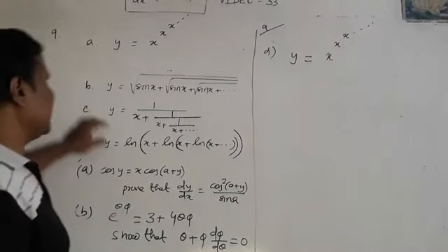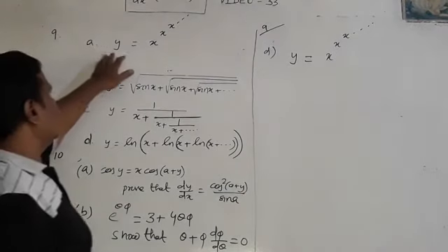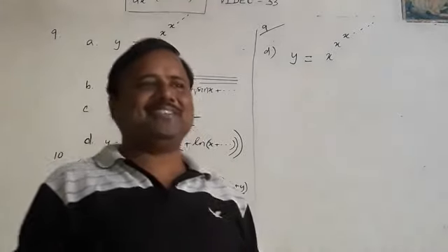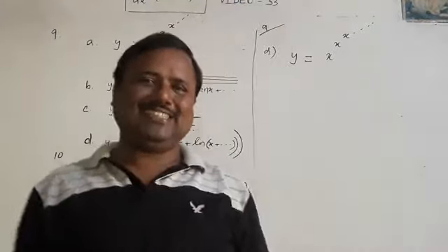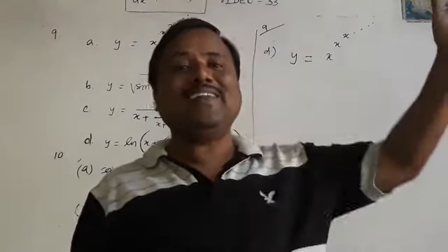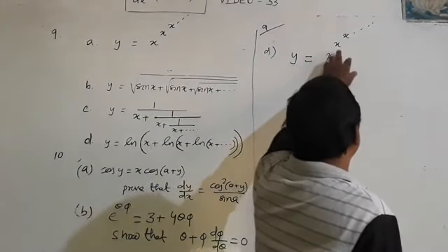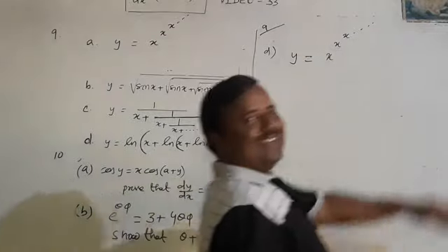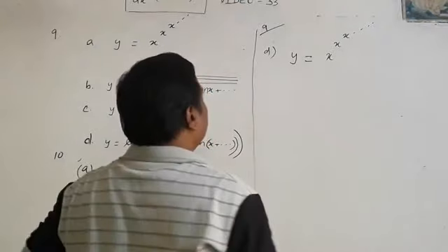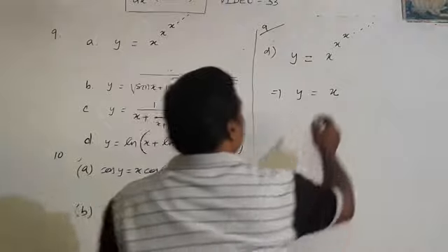I am putting an extra question number 9 and taking it to the place A. y is equal to x to the power x to the power x to the power x dot dot dot. Now look here. y is equal to x to the power x to the power x to the power x dot dot dot. Then what will happen? y is equal to x to the power y.